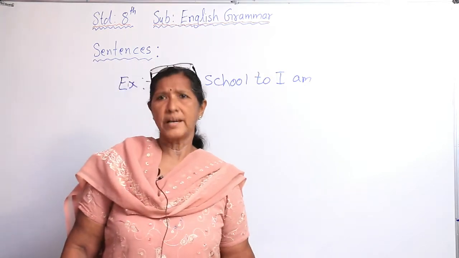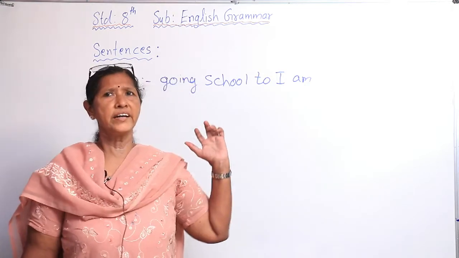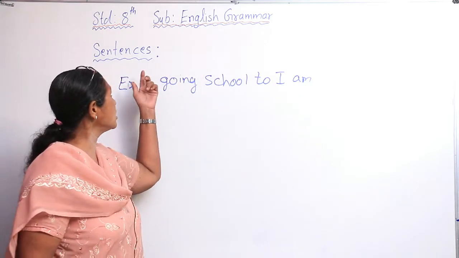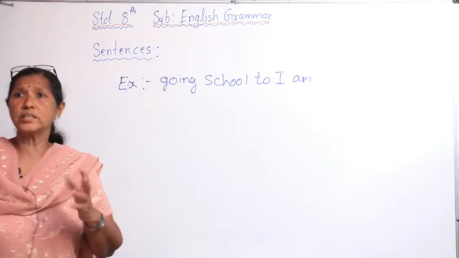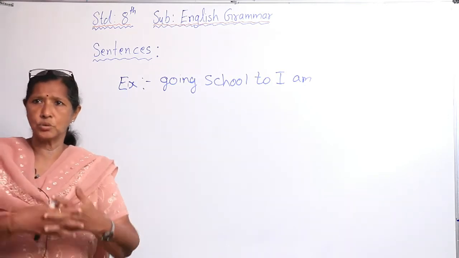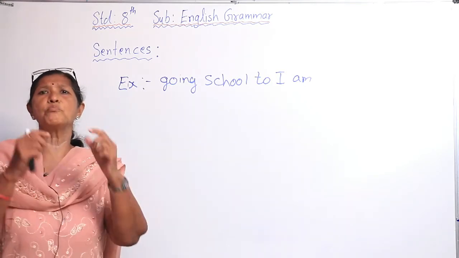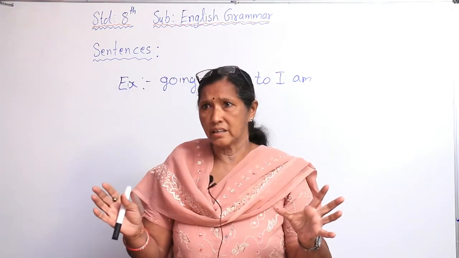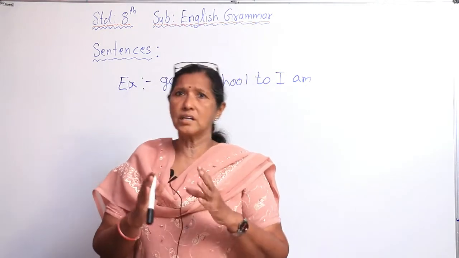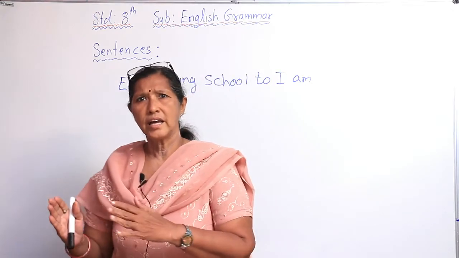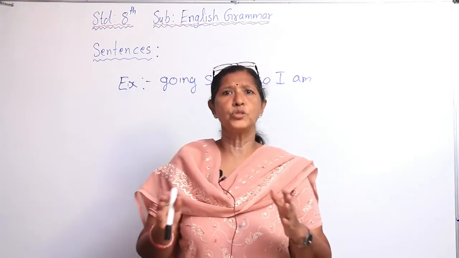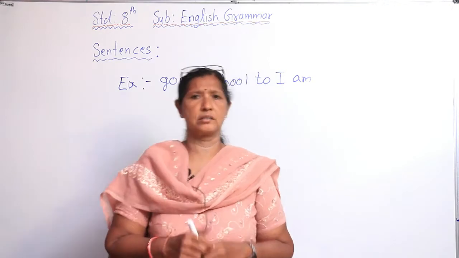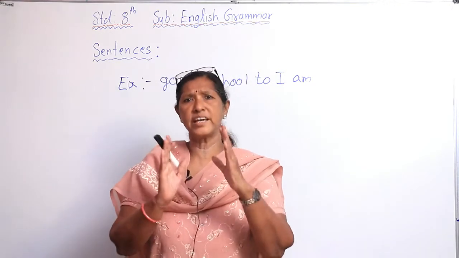Hello children, myself Shikha Roy and today I am going to teach you about sentences in English grammar. Now what is a sentence? A sentence is a group of words which makes complete sense. And sense means what? Complete meaning. And it always starts with a capital letter and ends with a full stop, exclamation mark or question mark. Now I will give you some examples.